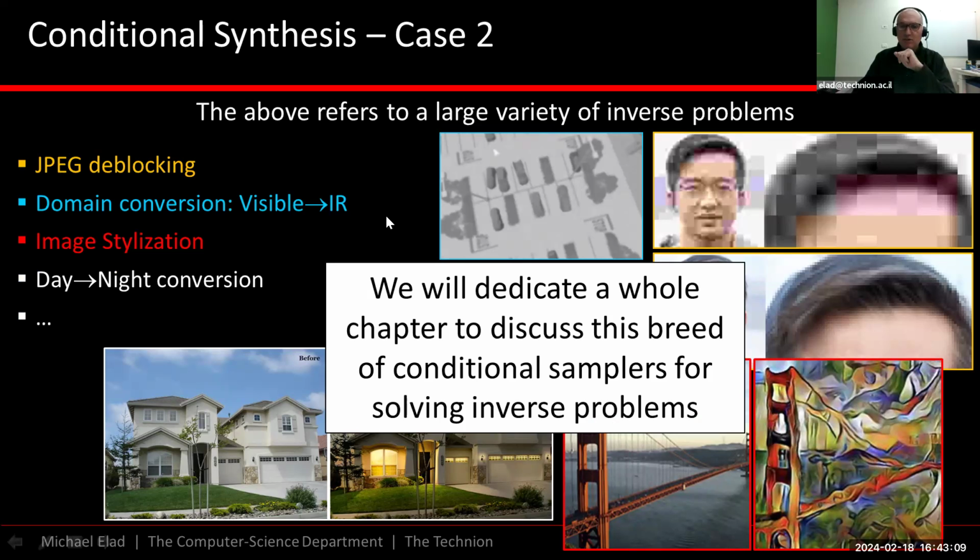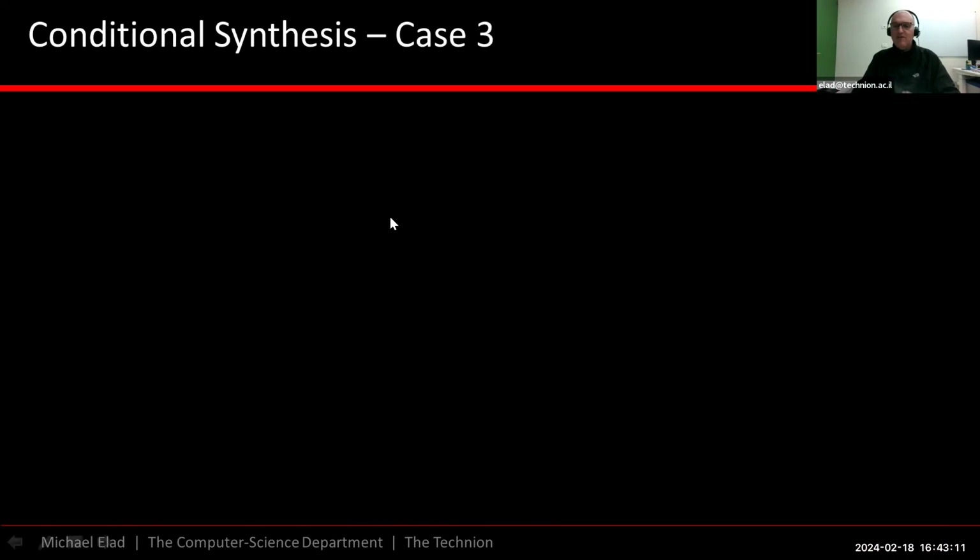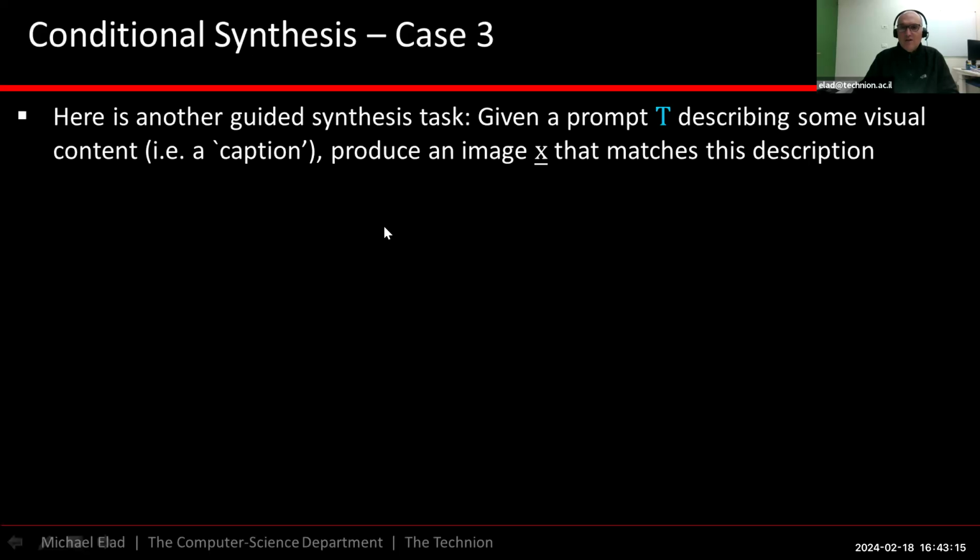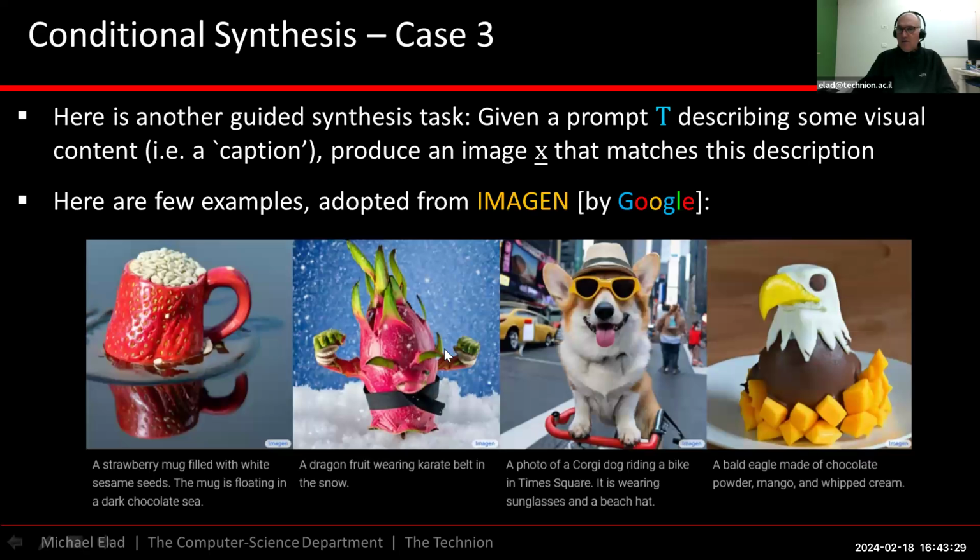This was case number 2. Case number 3 is really fascinating. It didn't exist 2 years ago. This is guidance by prompt. So basically, you give me a sentence, a description, or let's call it a caption, that describes verbally something that needs to appear in an image, and then you create an image out of it. Okay? All these are images created by Imagen, a tool that was developed by Google. And basically, the sentence drives the synthesis.